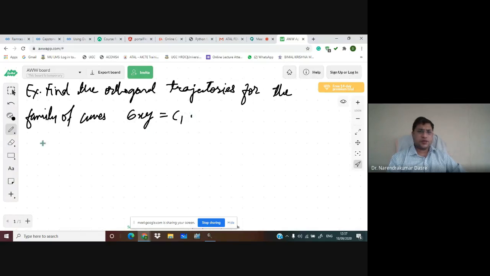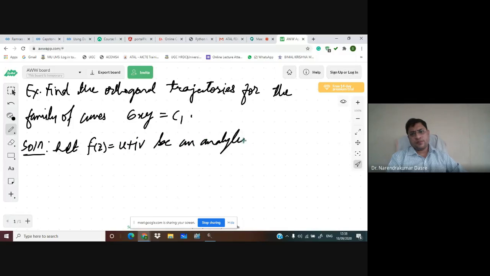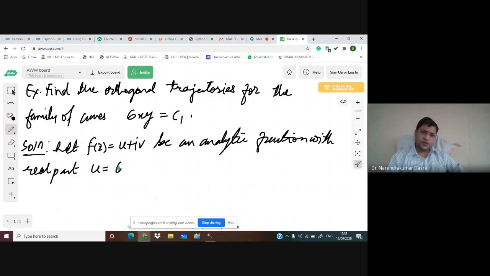Okay. So easy. So the solution, right? What you can have is f of z is equal to u plus iv, an analytic function with real part u is equal to 6xy is equal to 0.